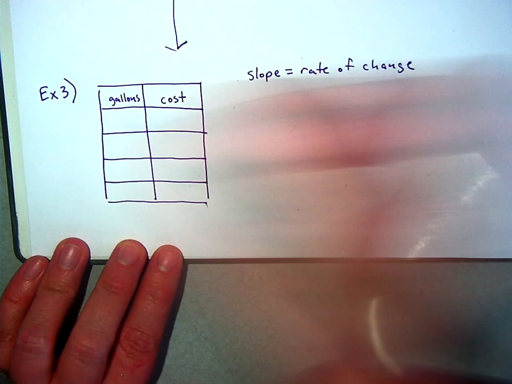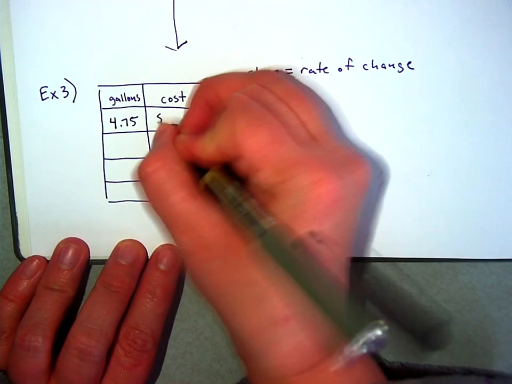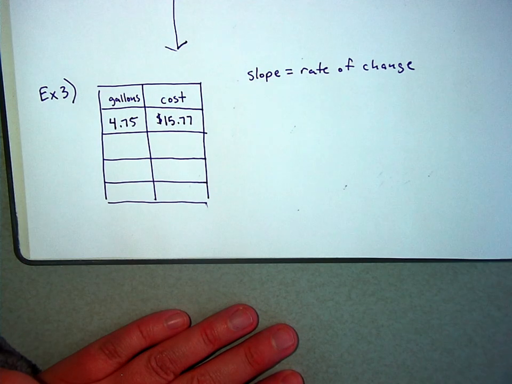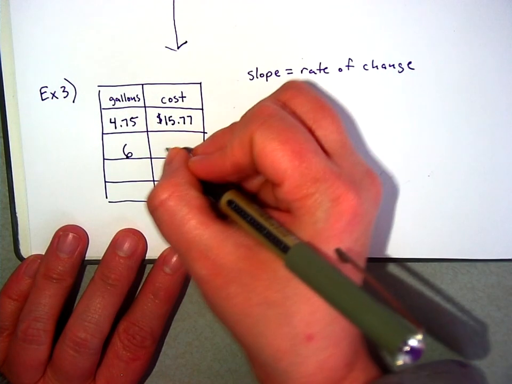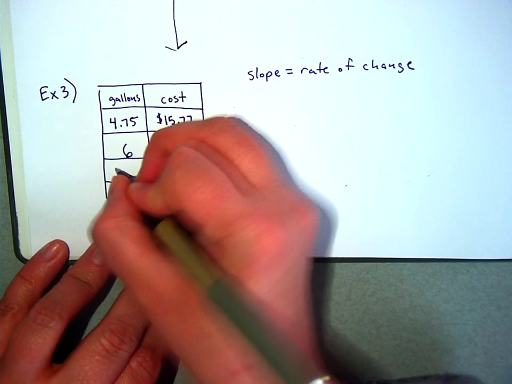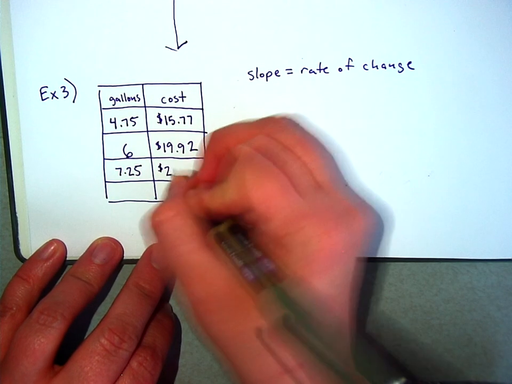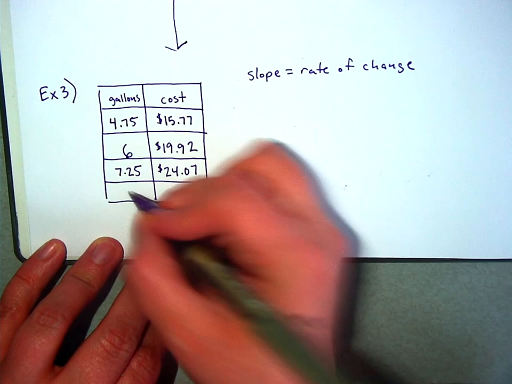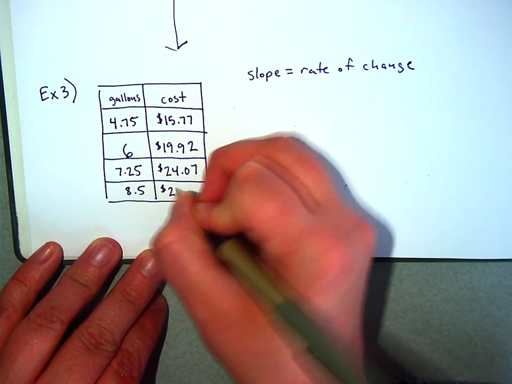So let's say we found out that to get 4.75 gallons, it costs you $15.77. And to get 6 gallons, it costs $19.92. To get 7.25 gallons, it's $24.07. And then 8.5 gallons is $28.22.